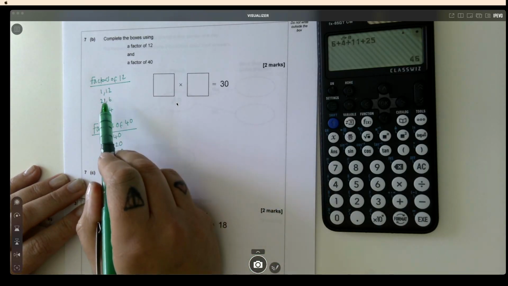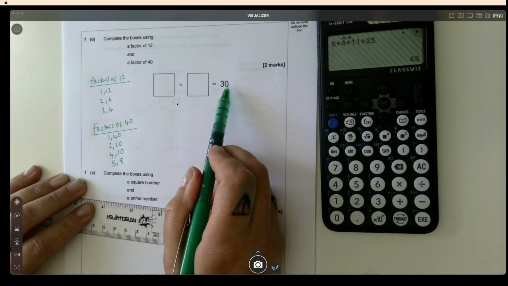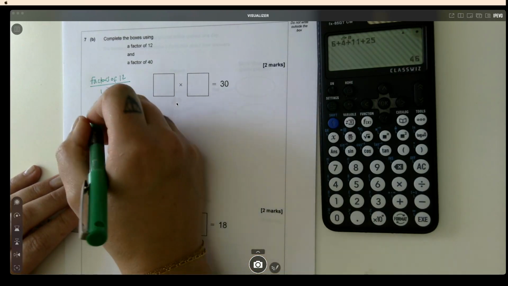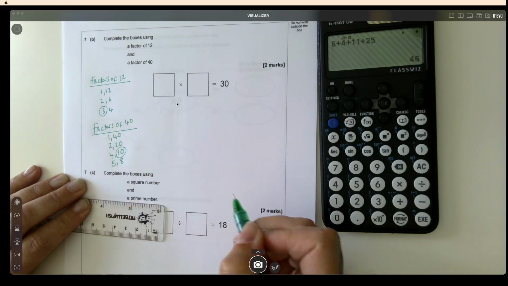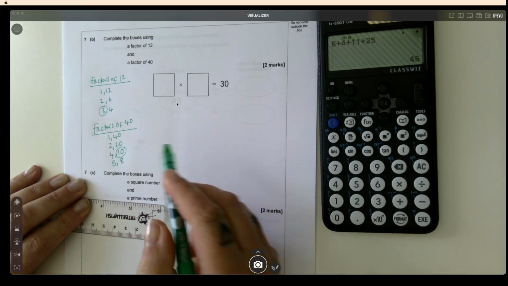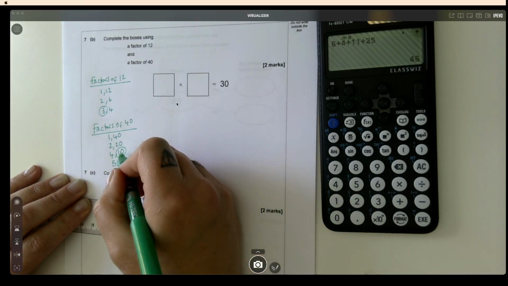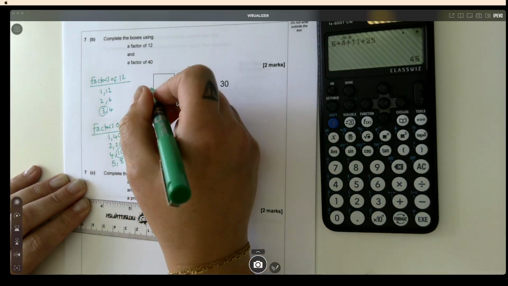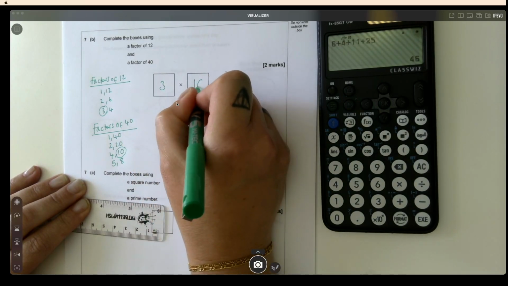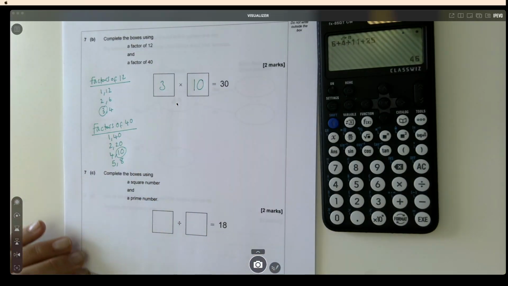So I need one of these and one of these that's going to multiply together to make 30. So 3 times 10 is 30. 3 is a factor of 12. 10 is a factor of 40. So it meets the criteria. So 3 times 10 equals 30.